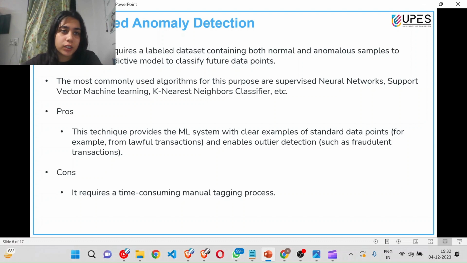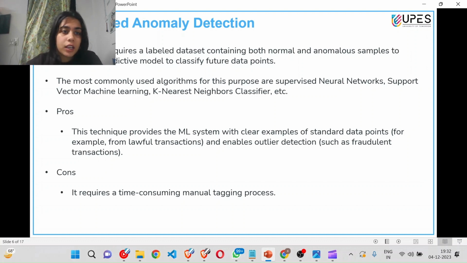Supervised anomaly detection. This method requires a labeled dataset containing both anomalous and normal samples to construct a predictive model to classify future data points. The most commonly used algorithms for this purpose are supervised neural networks, support vector machines, and the k-nearest neighbor classifier.